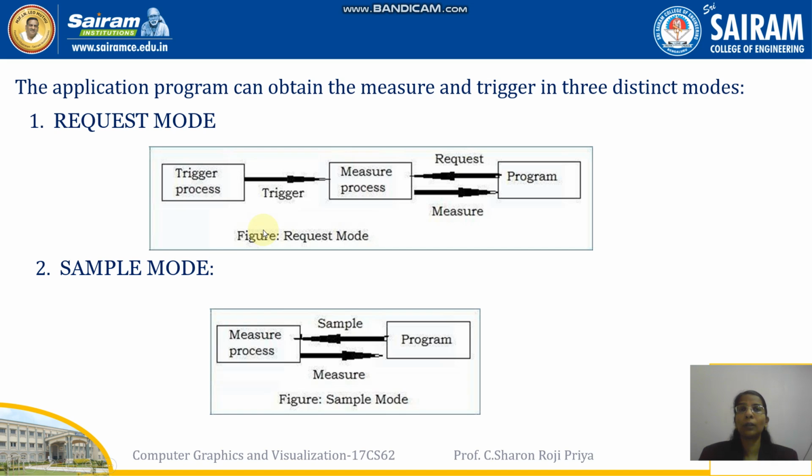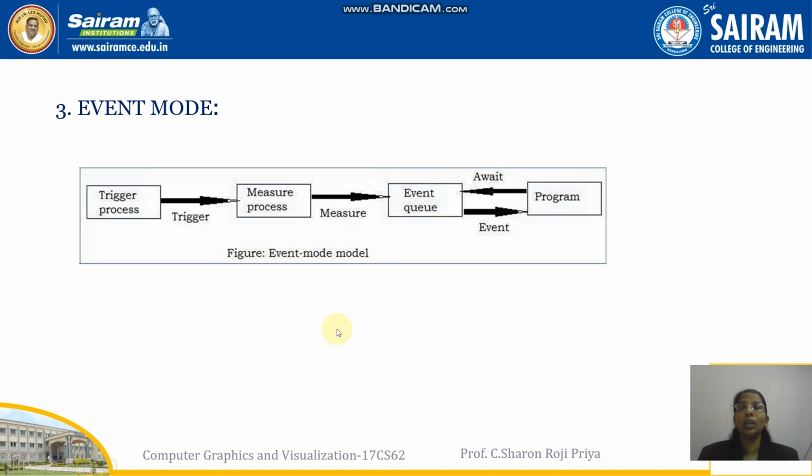Next is sample mode. Sample mode is immediate mode. I'll take a simple example like a function call. You know what a function call is. When there is a function call, immediately the control goes to the function definition. That is my sample mode. There is no need of a trigger. Once the control sees the function call, it immediately moves to the corresponding function definition without any trigger. Sample mode: no trigger.